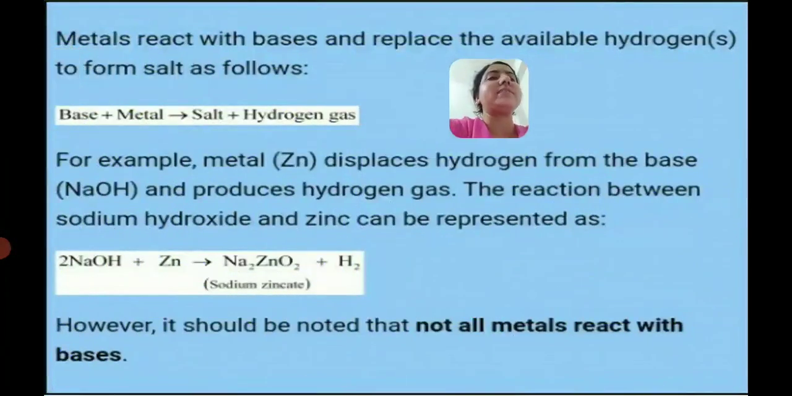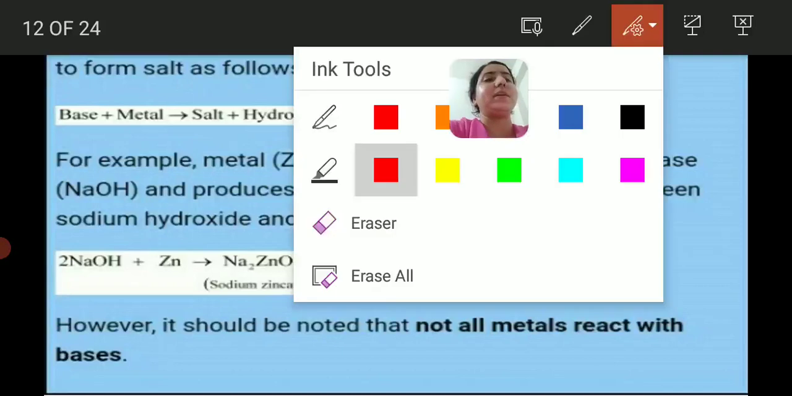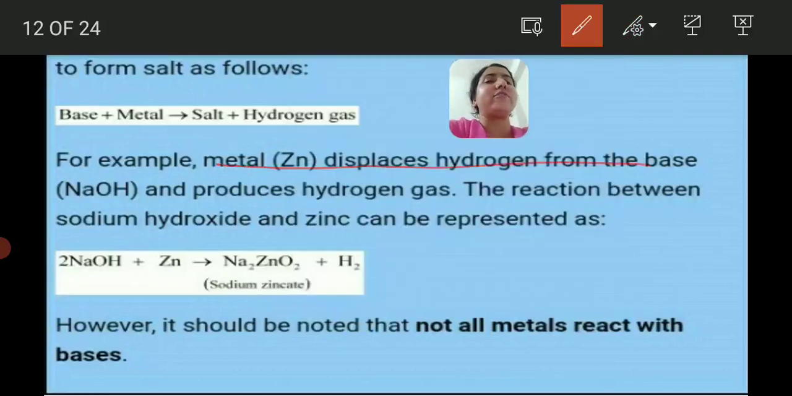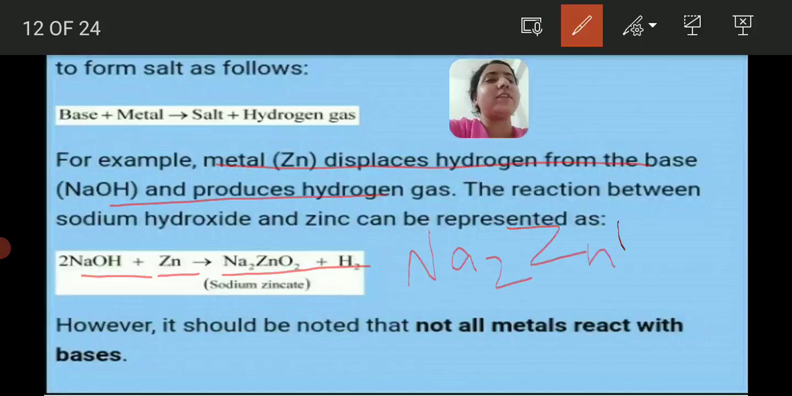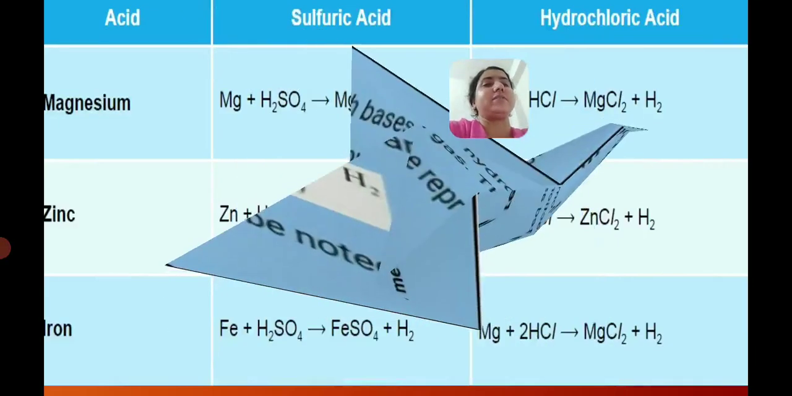Metals react with bases and replace the available hydrogen to form salt. Base plus metal gives salt plus hydrogen gas. For example, zinc displaces hydrogen from the base sodium hydroxide and produces hydrogen gas. 2NaOH + Zn → Na2ZnO2 + H2. Na2ZnO2 is sodium zincate. But all metals do not react with bases.